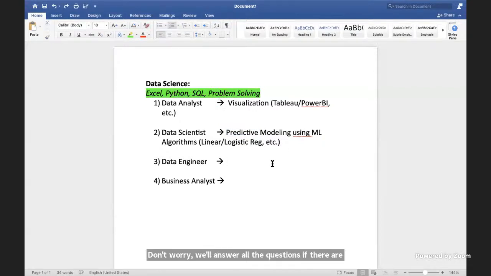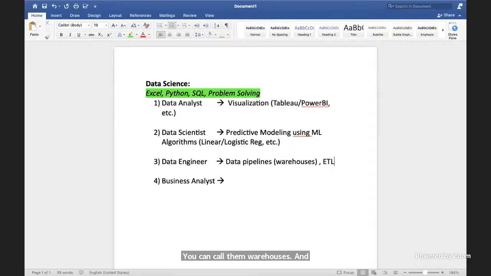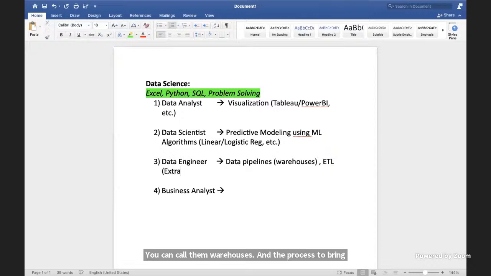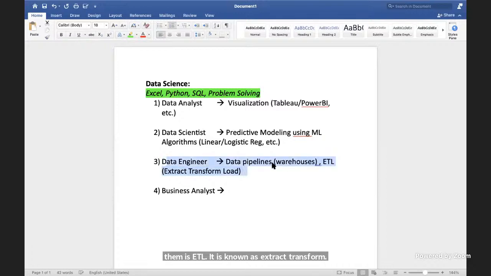Then we have data engineers. Data engineers, I think, are the most important for an organization because they manage our data pipelines. You can call them warehouses. And the process to do them is ETL, known as extract, transform, load.